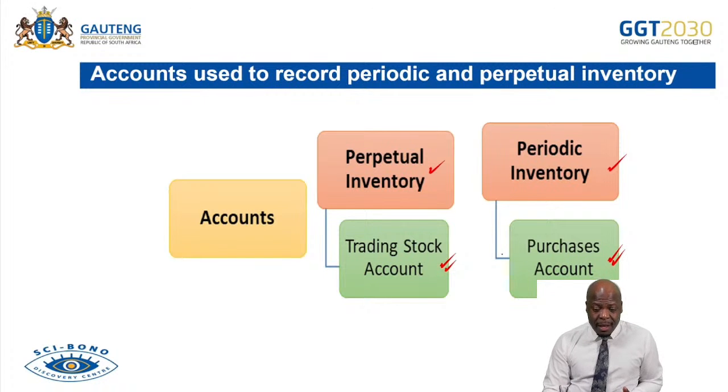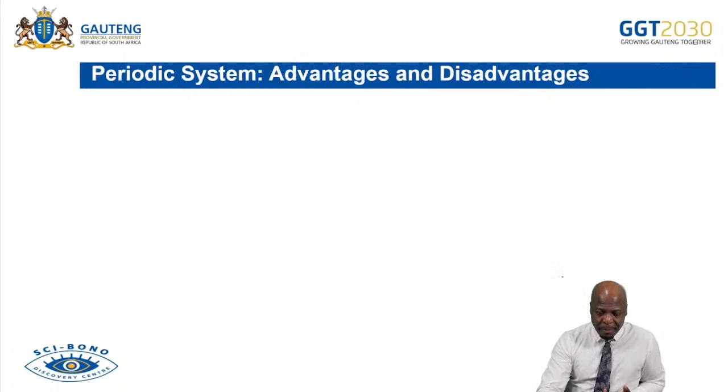So you can see that with your perpetual inventory system, stock will be regarded as an asset because it's a trading stock account. But in the periodic inventory system, we are going to open a purchases account. So stock will therefore be regarded as an expense. I'm going to move on now to the next aspect.